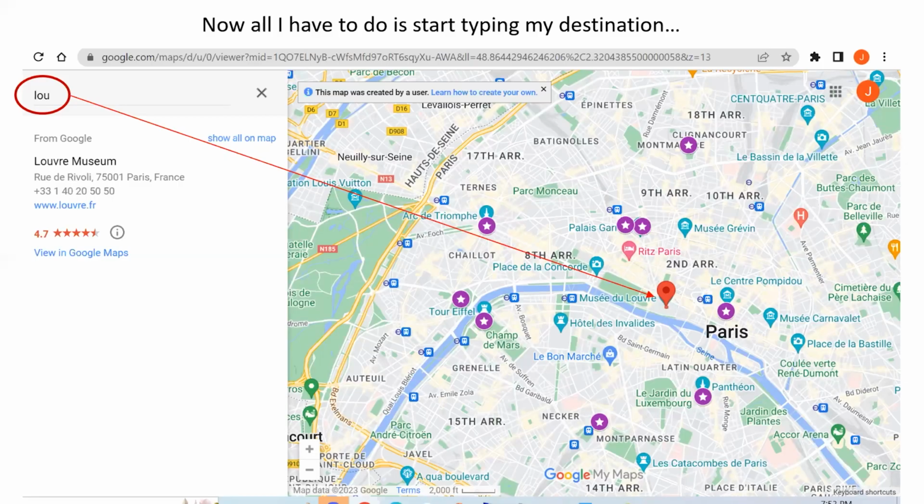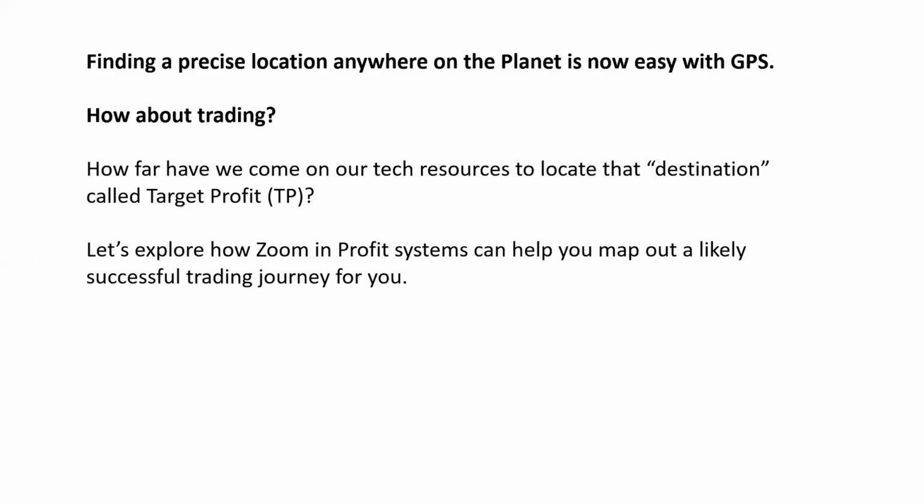What would it be today? I just start typing the word, and the first three letters already put me square into the museum, shown on the map, and then I can zoom in and get there in minutes, depending on where I am. That's how simple it is now to navigate compared to 20 years ago. And why is that a good analogy? Because it's precisely like finding the location of a trade. Our location on the planet with GPS was very difficult 20 years ago, and today it's very easy. And how about trading? How far have we come with our technical resources to locate that destination that we call target profit?